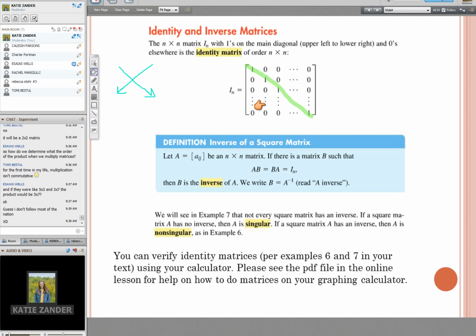All right, so anyways, that main diagonal is going to consist of your 1's, and everything else in the matrix will be 0. So every other element will be 0. If that's occurring, then we know that we have an identity matrix present.